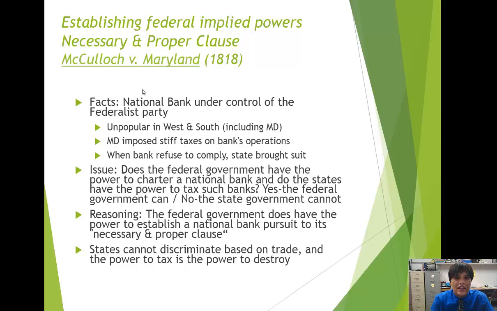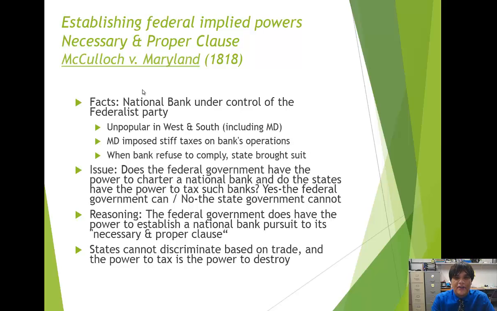The question posed to the Supreme Court is basically, one, does the federal government have the power to charter a national bank? And two, do the states have the power to tax such banks? Well, for question one, does the federal government have the power to charter a national bank? The answer is yes. The federal government can, because a national bank is necessary for our national interest. It's necessary for the government to function. It's necessary to raise revenues. It's necessary to have a money supply. It's necessary to conduct business.